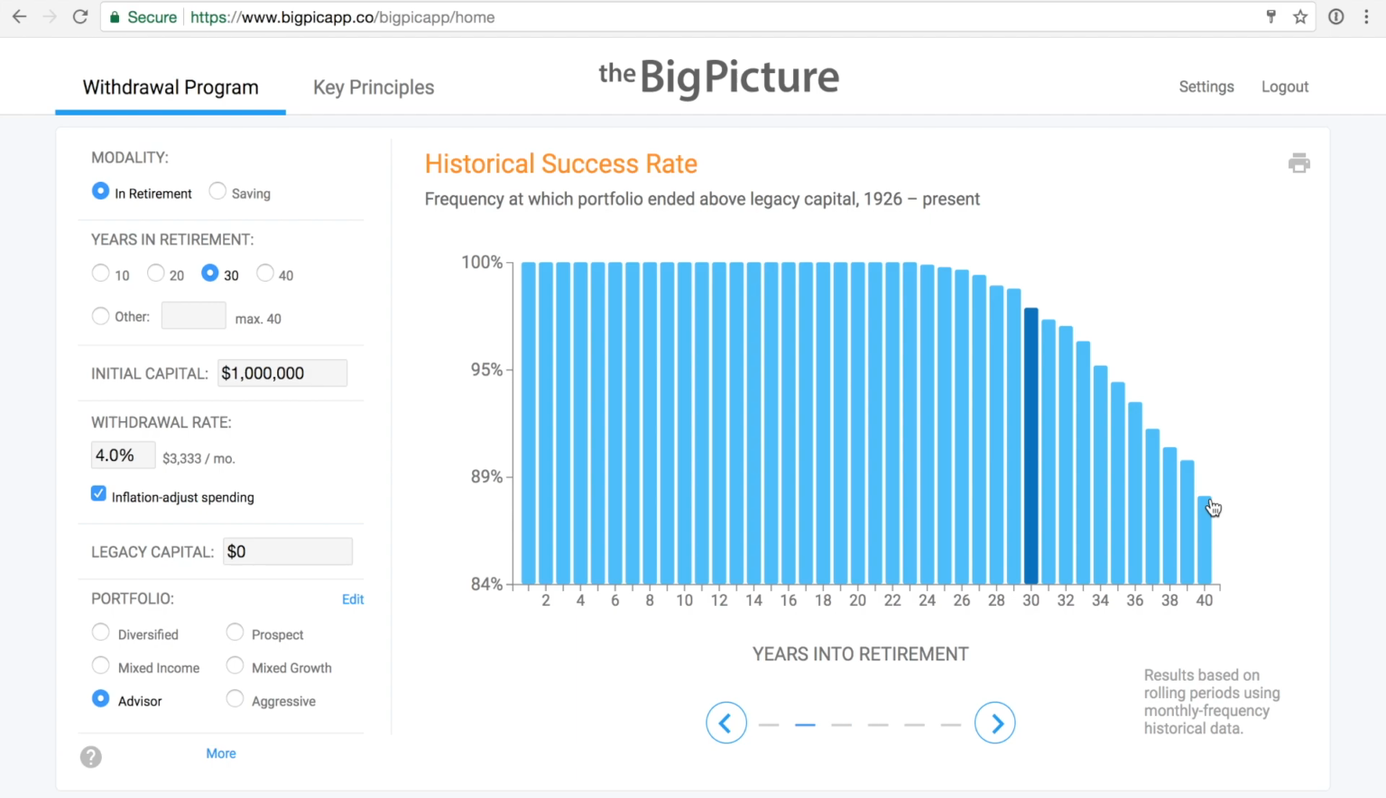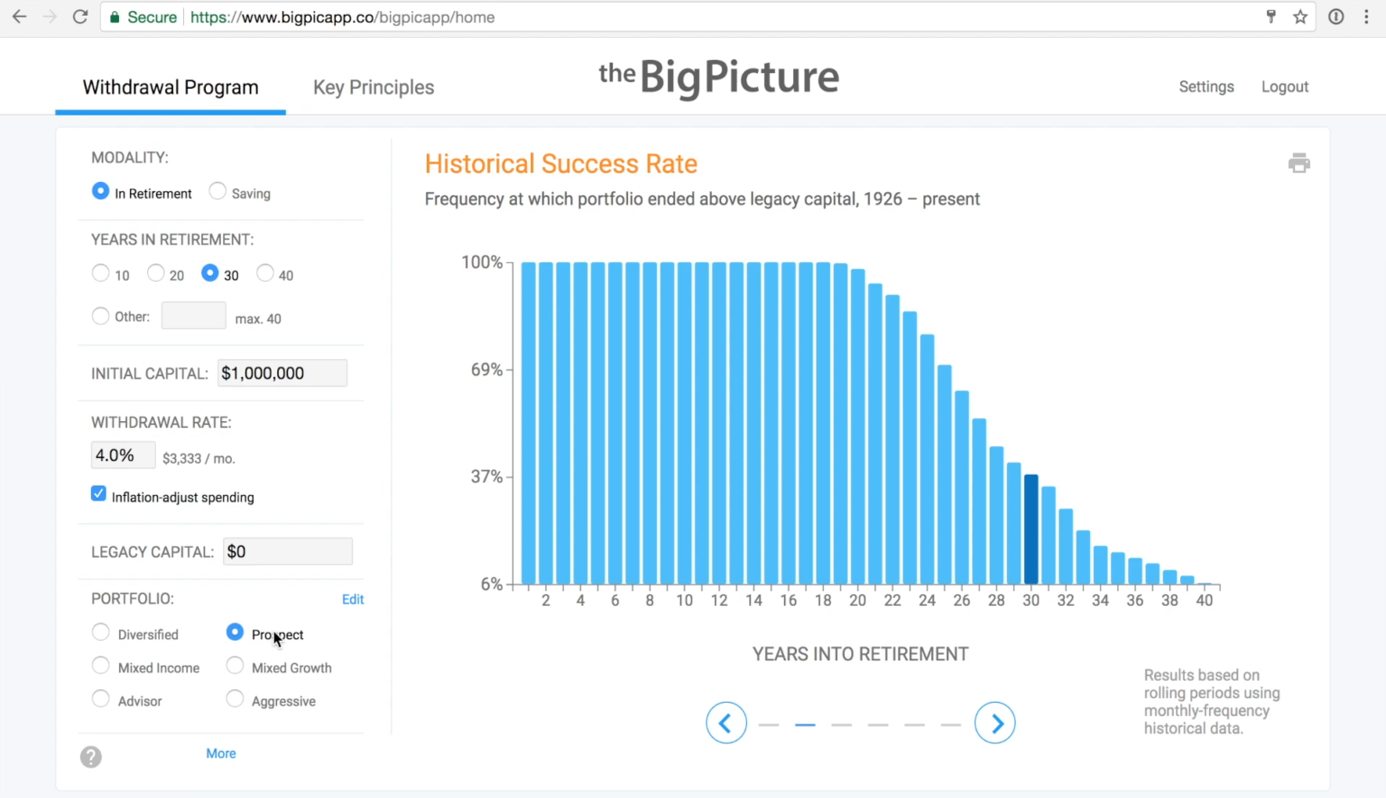Again, let's compare it to the prospect portfolio. You can see that with longer retirements, the prospect portfolio succeeded very infrequently.